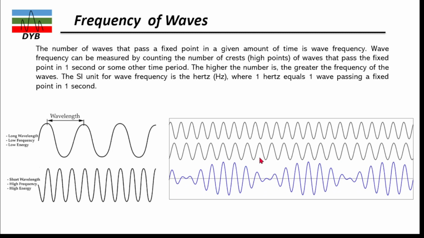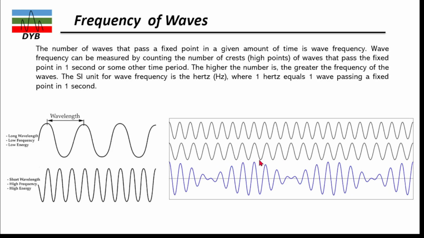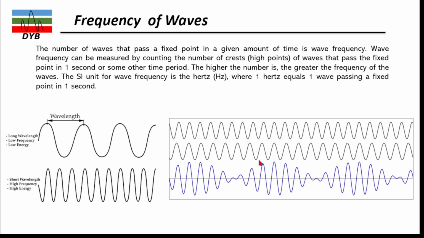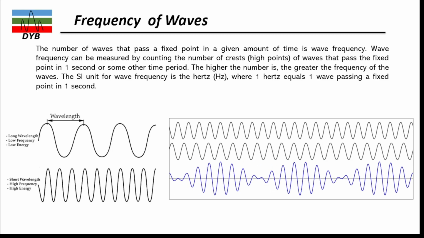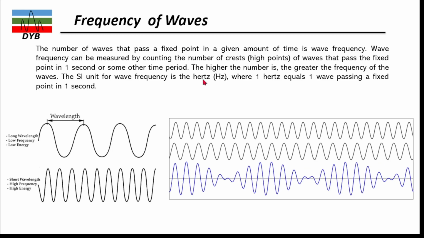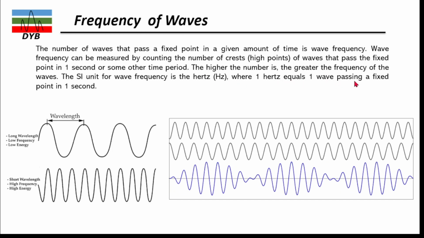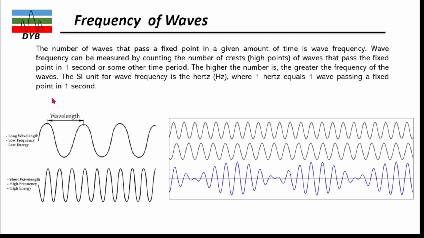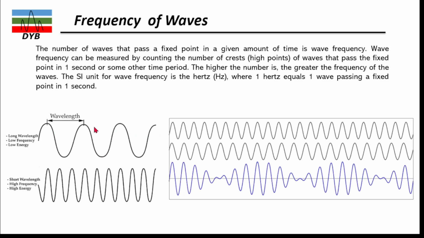So the higher the number, the greater the frequency. In the SI, International System of Units, the wave frequency is represented as hertz, Hz, where 1 hertz is equal to one wave passing a fixed point in a second. So over here you have the example.